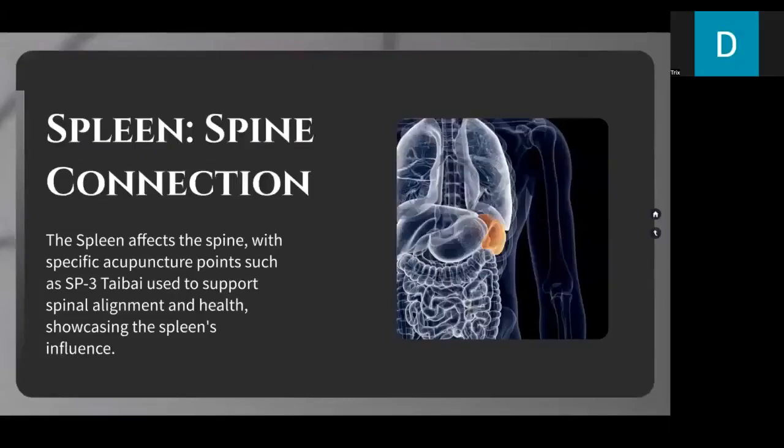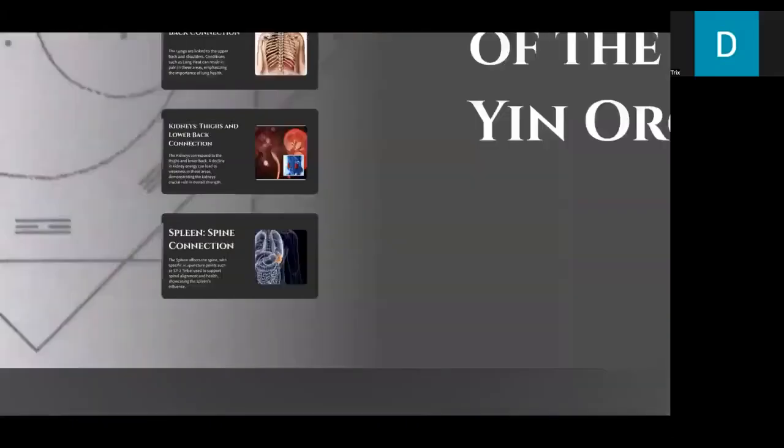Spleen-spine connection. The spleen affects the spine, with specific acupuncture points such as Spleen 3, Tai Bai, used to support spinal alignment and health, showcasing the spleen's influence.